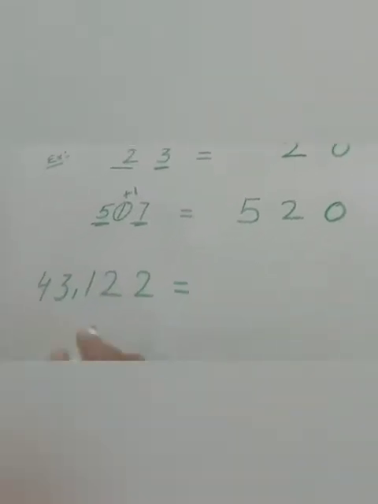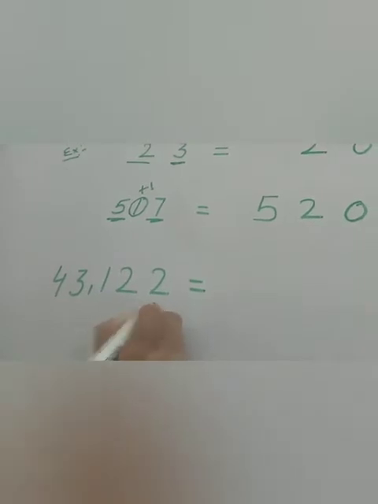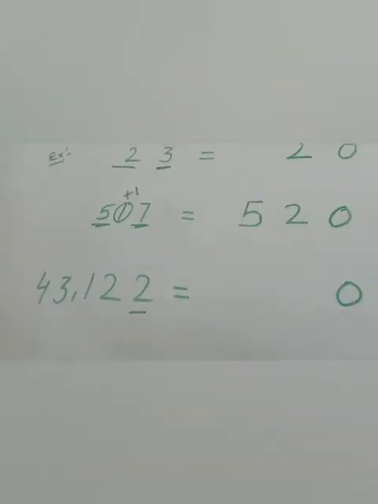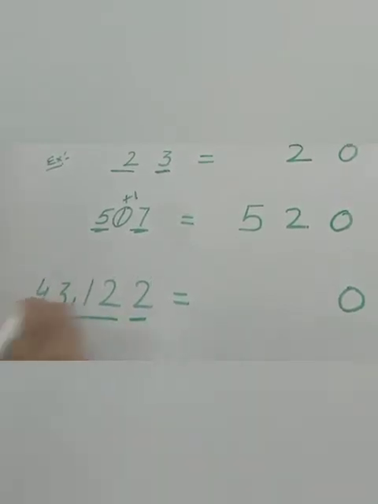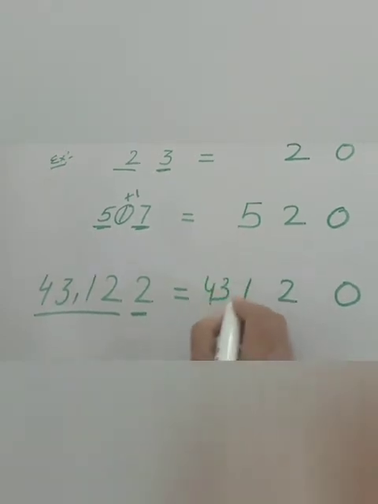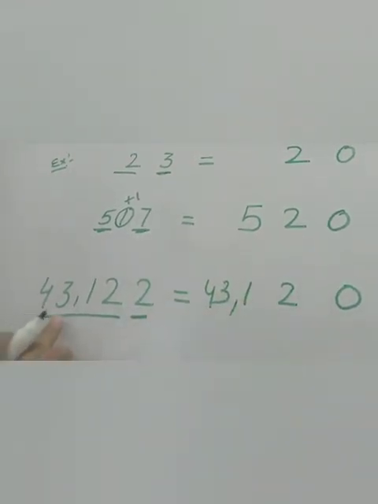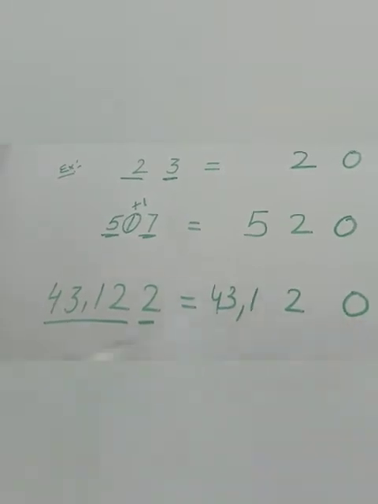Let's take another example with the largest number. This is the 2, so first put the 0 at ones place. Then this is 2, so we will not change any digit. So it will be 2, 1, 3, 4. So nearest 10 of 43,122 will be 43,120. Okay.